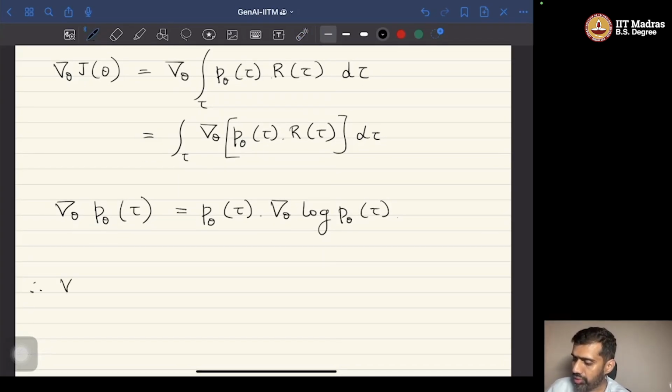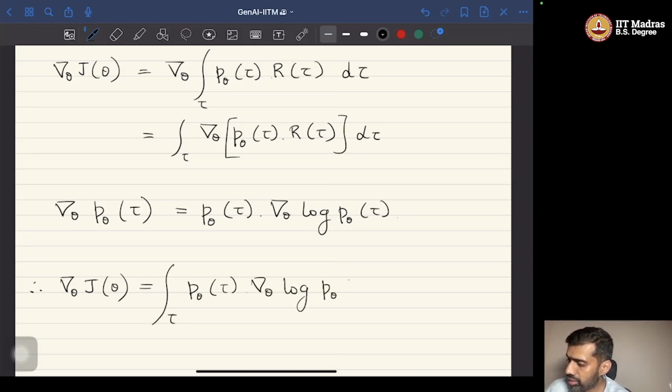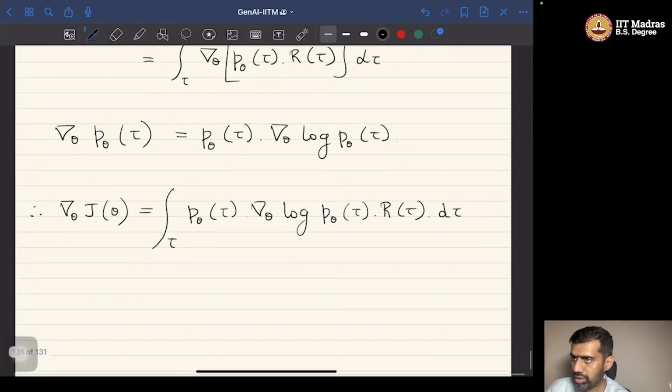Therefore, the gradient of the objective function J theta is now given by the integral of p theta tau times the gradient of log of p theta tau times the expected return R tau, d tau. Now let us consider this particular term, which is the gradient of log of p theta of tau. What is this given by?